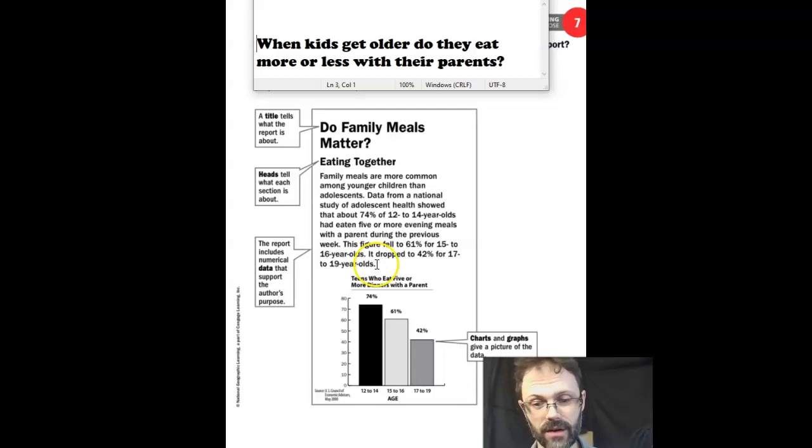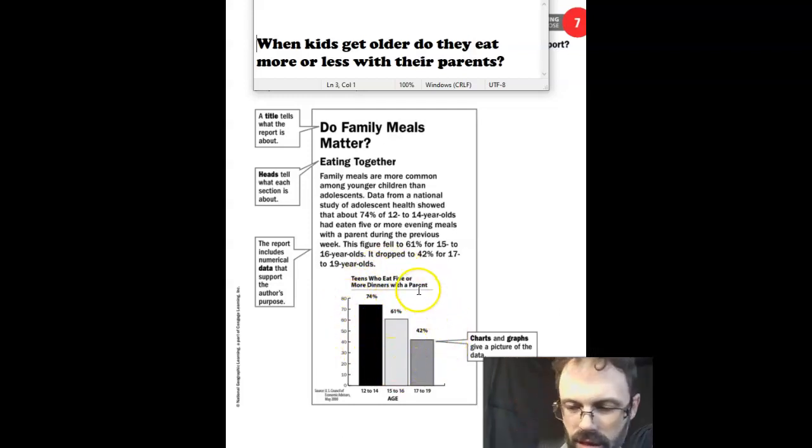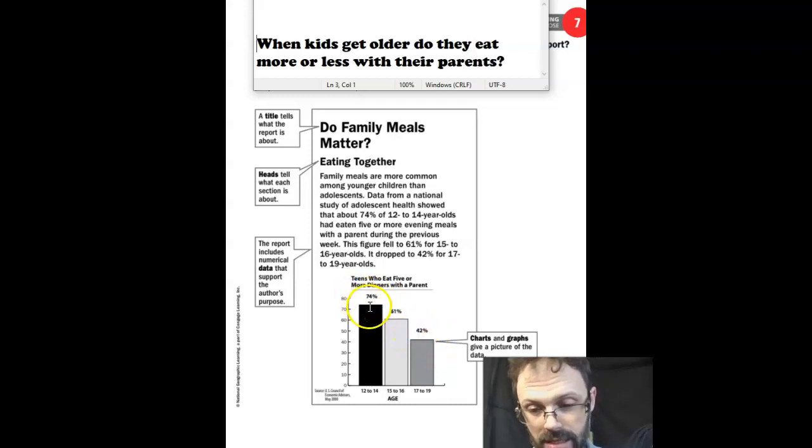So if you put that together, you can see, well, when they're younger there's more, and then when they get older, not so much. And you can also use the chart or the graph to find that answer, because the author is using it to demonstrate visually this trend, this pattern, the way that things develop. So it looks like as kids get older, the answer to this question is that they eat less with their parents.